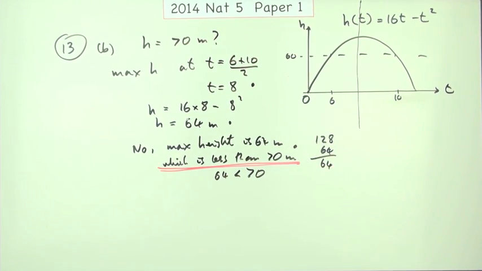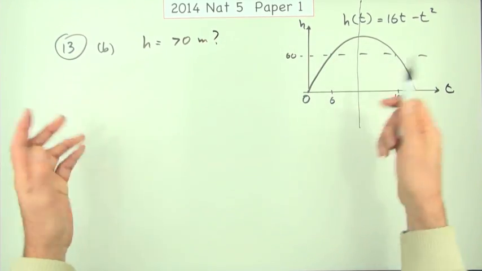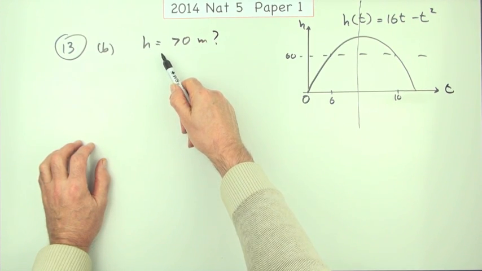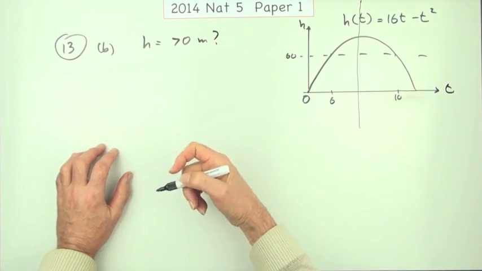So that's the third mark. So, a second method, apart from trial and error, just going through them all and seeing that none of them reach 70, would be, because it didn't actually mention maximum height here, let's try and find the time it took to get to 70. So in that case, we'd be solving that equation.